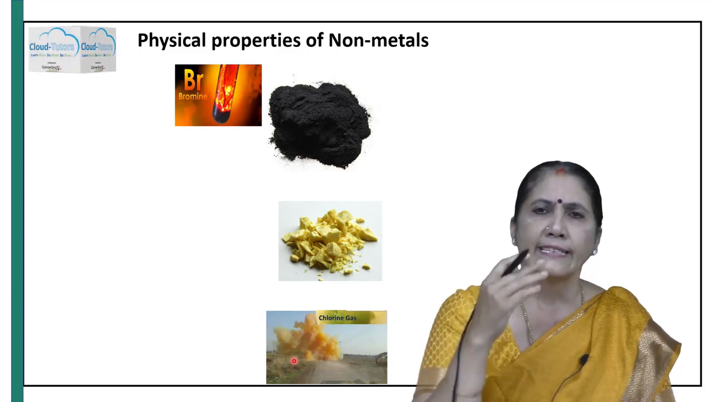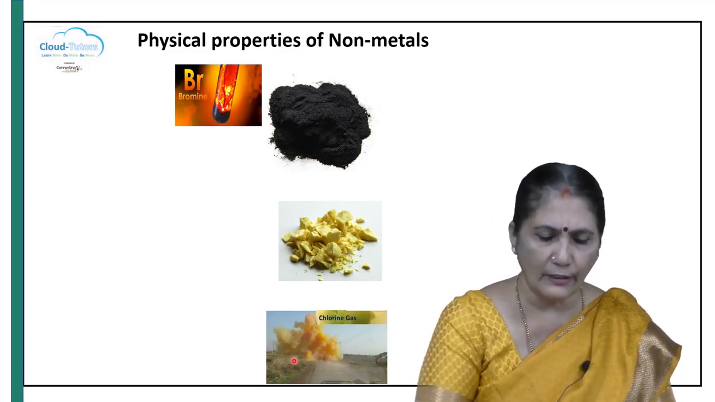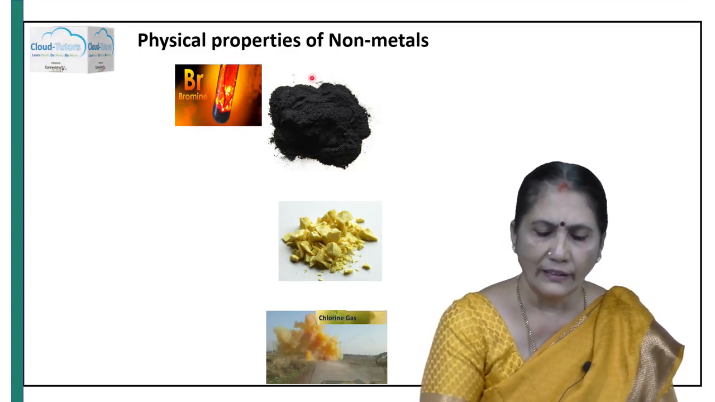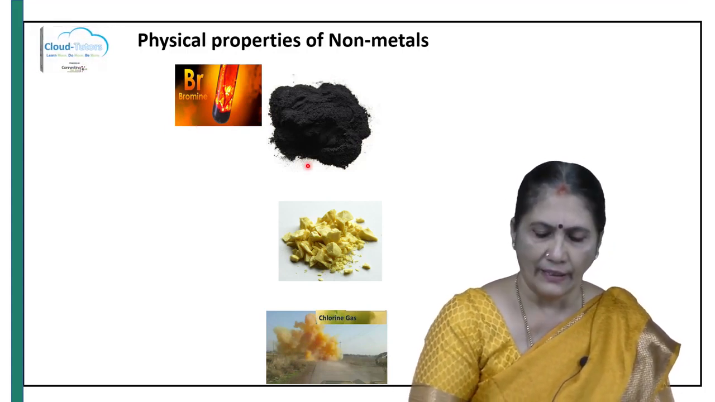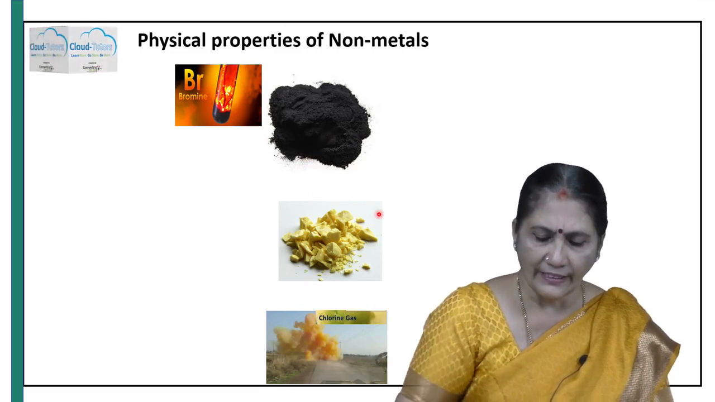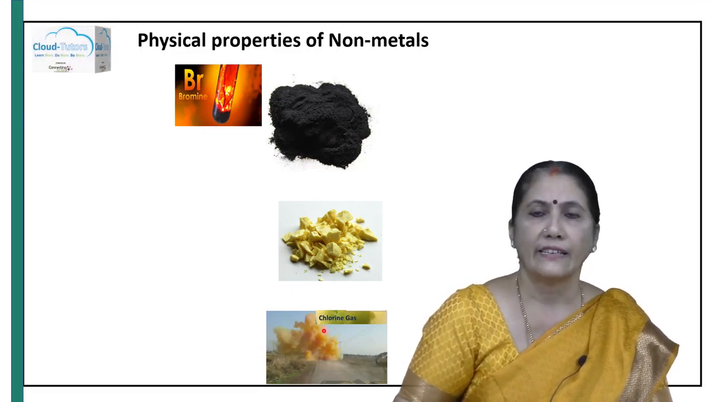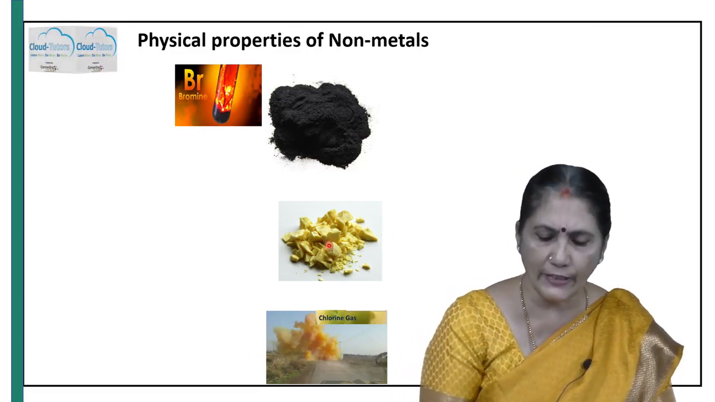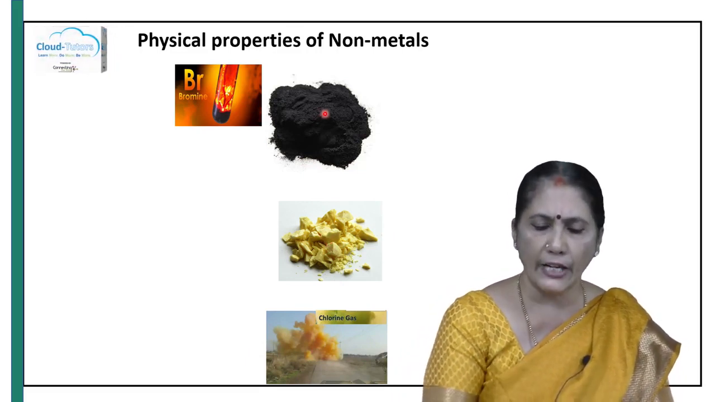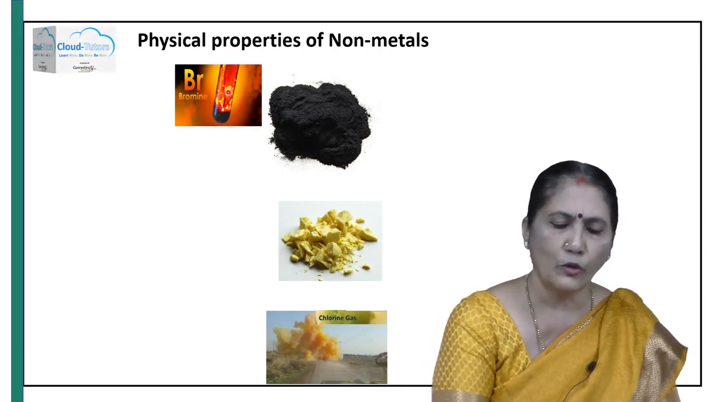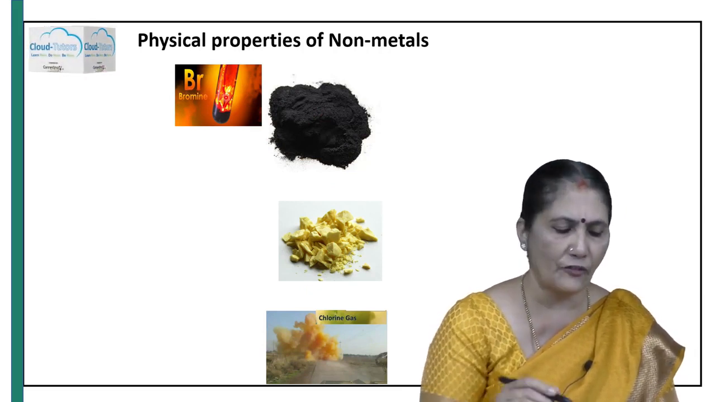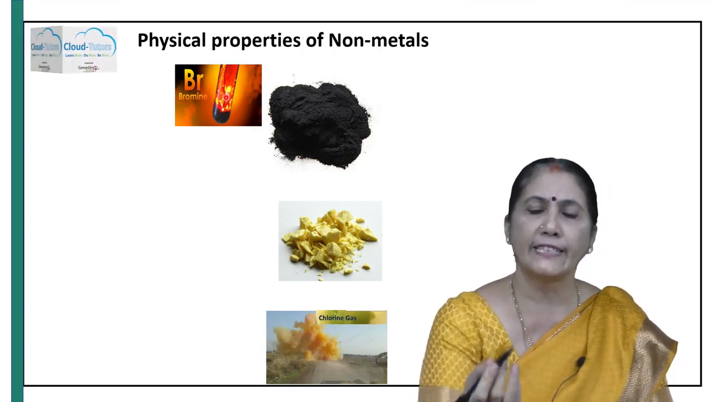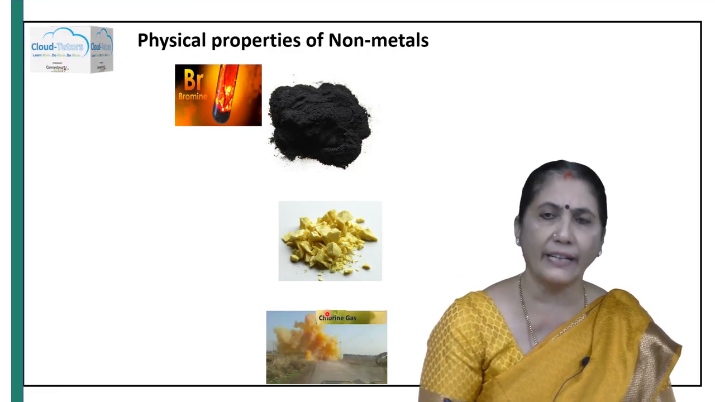Now, some of the examples of non-metals you can see here. This is bromine, a reddish brown liquid. This is carbon. This is sulfur. This is chlorine, Cl is the representation for chlorine, whereas S is the representation for sulfur, C is the representation for coal, whereas you have Br, the representation for bromine. Now, what could be the physical properties of all these non-metals?